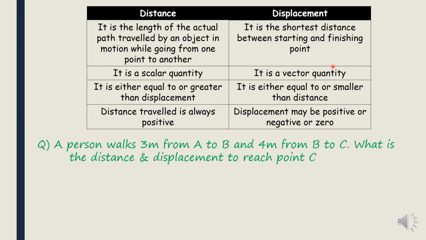Okay, so the question says a person walks 3 meters from A to B. Okay, so A देखि B सम्म चाहिँ 3 मिटर हिँड्छ and 4 meter from B to C. Okay, so B देखि C चाहिँ जानुको लागि कति रे 4 मिटर लिन्छ. Now what is the distance and the displacement to reach point C? Okay, so there is a person which is traveling from A to B 3 meter, then B देखि C चाहिँ 4 मिटर हिँड्दैछ.